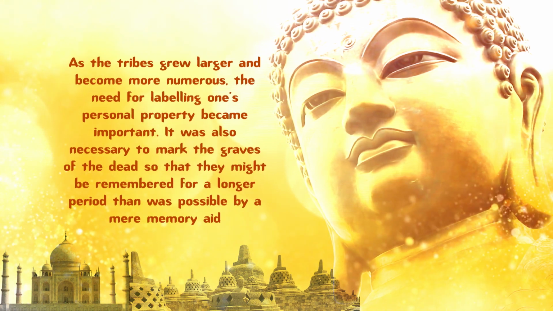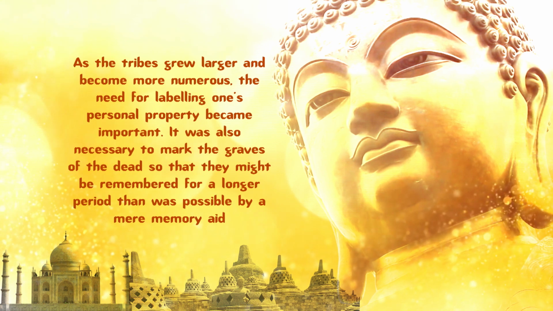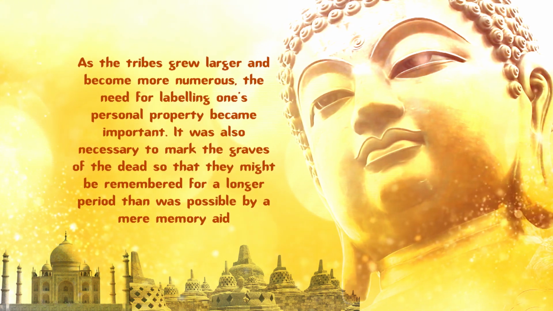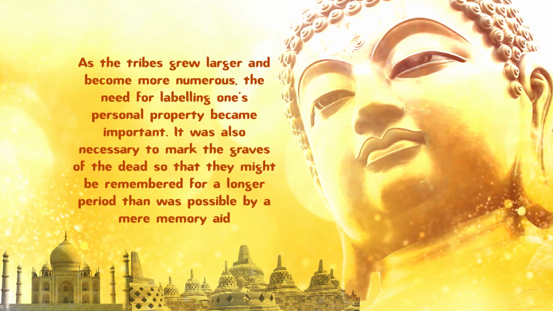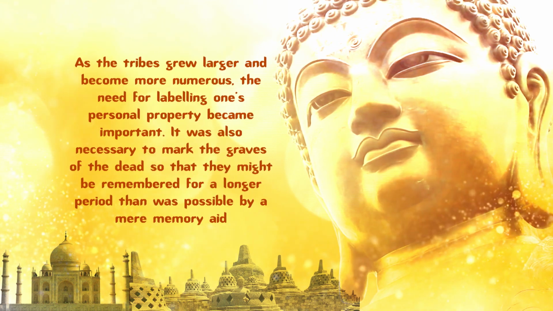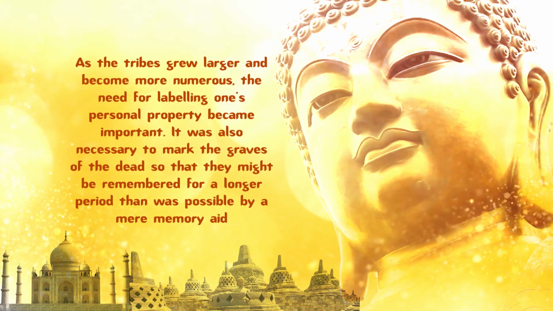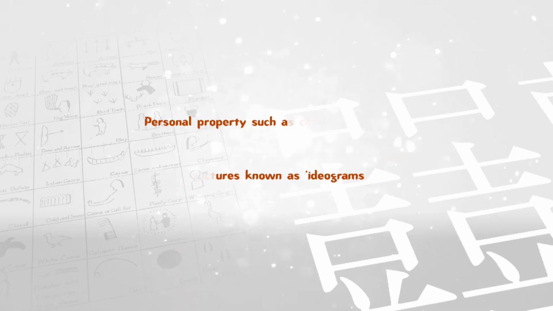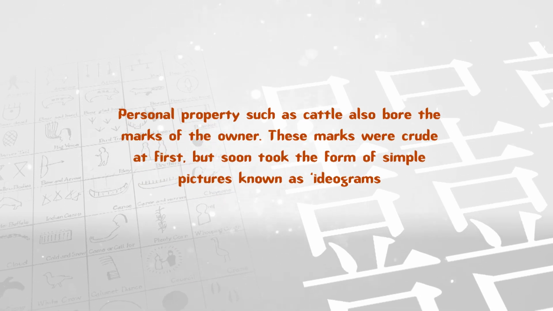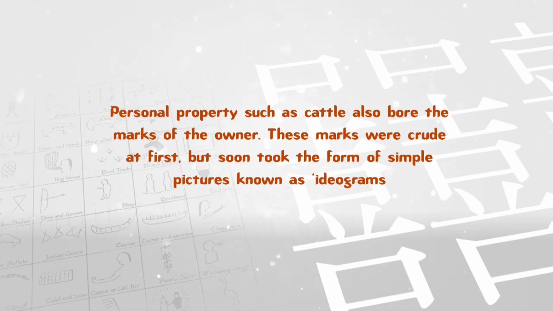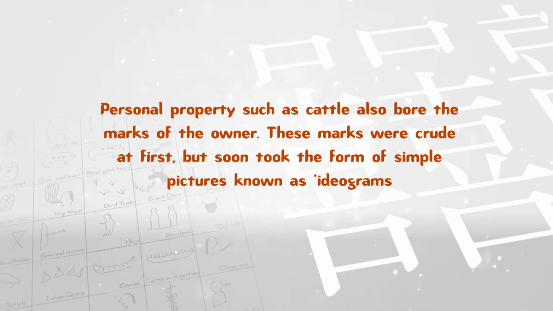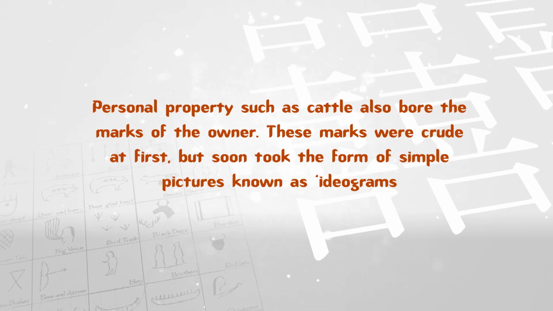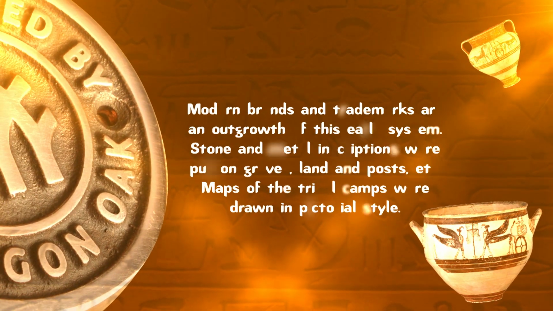As the tribe grew larger and larger, it became more numerous. The need for labeling one's personal property became very important. It was necessary to mark the graves of the dead so that they might be remembered for a longer period of time than what was possible by a mere memory aid. Personal property such as cattle also bore the marks of the owner. These marks were very crude but soon took the form of simple pictures which were known as ideograms. Modern brands and trademarks are an outgrowth of this early system.